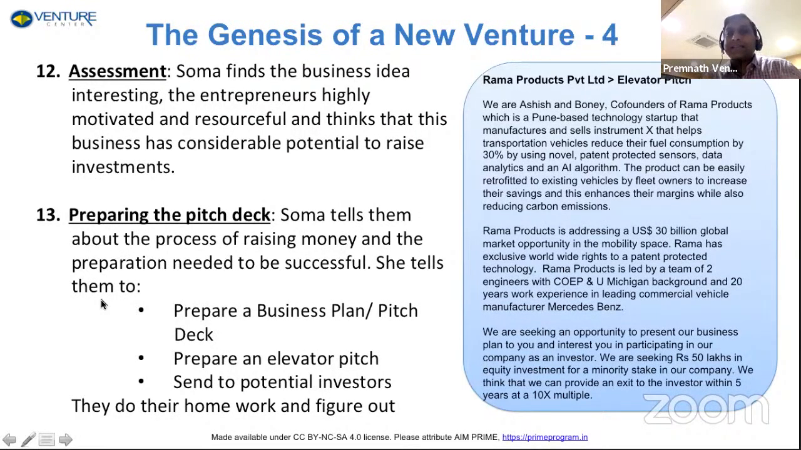Okay, so let's start. So this is the elevator pitch. We are Ashish and Boni, co-founders of Rama Products, which is a Pune-based technology startup that manufactures and sells Instrument X that helps transportation vehicles reduce their fuel consumption by 30% by using novel patent-protected sensors and data analytics and AI algorithms. That patent-protected technology is from Greece. The product can be easily retrofitted to existing vehicles by fleet owners to increase their savings. So they're looking at Ola, Ubers, and then enhance their margins while also reducing carbon emissions.